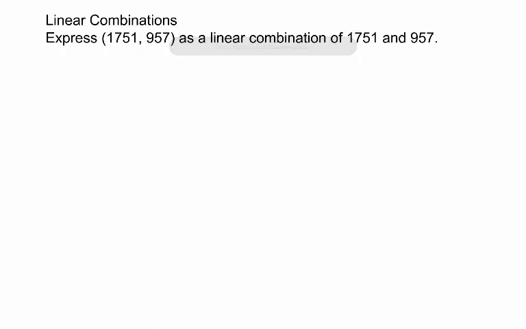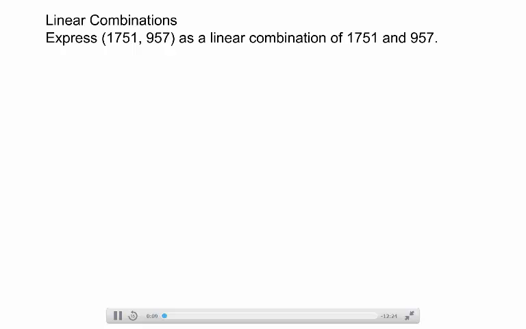In this video, we're going to learn how to express two numbers as a linear combination. In order to do this, we will need to use the results of the Euclidean algorithm as shown in the previous example.